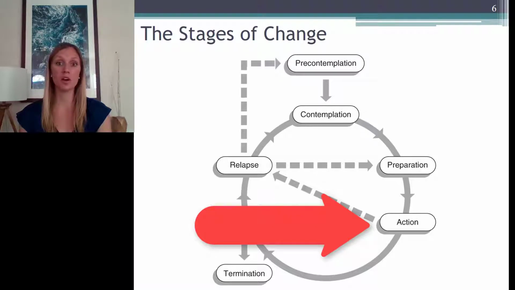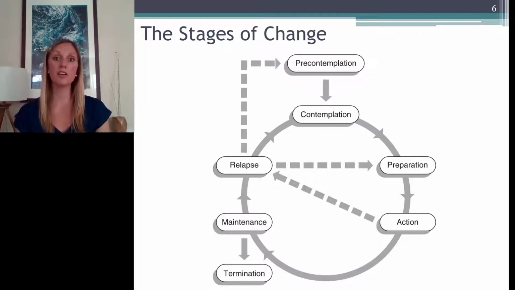So this is when people are starting to make that behavior change. They're cooking healthier, they're exercising, they've stopped smoking, whatever it is, they've started to make that change. And they're in the early stages. The first 6 months of a new behavior change is considered the action stage. So here we have an arrow to something that's not a stage, but something that happens, which is relapse.